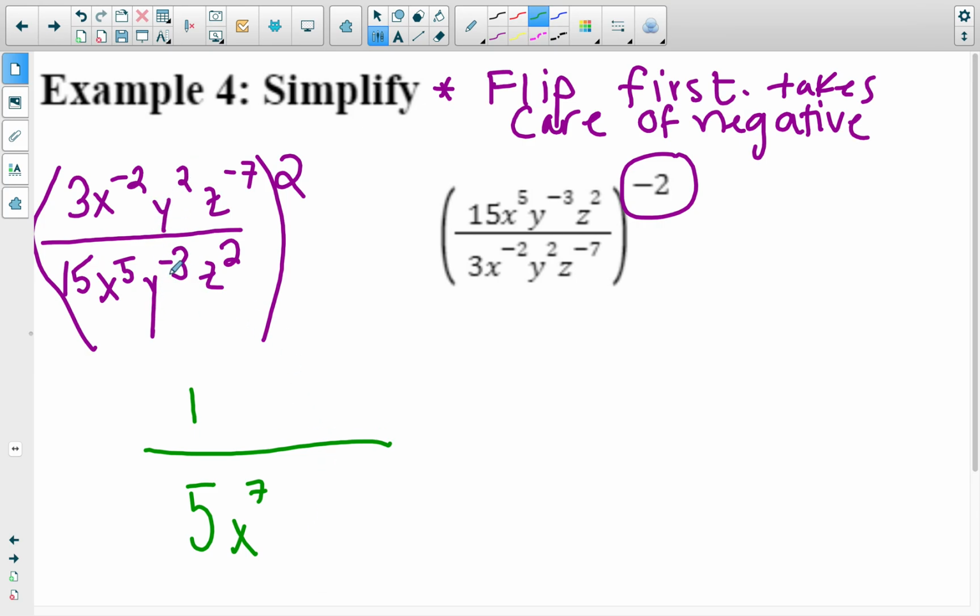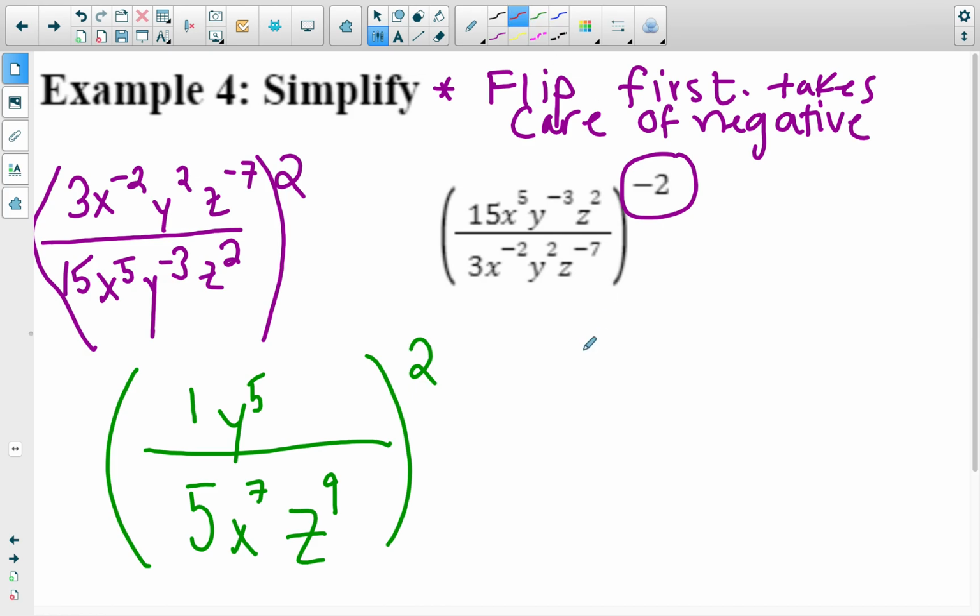Y squared and y to the negative third, it's going to stay on the side with the bigger number, which is 2. Okay, so y squared, so 2 minus negative 3 would give us y to the 5th. And then z to the negative 7th and z squared, this z to the negative 7th is going to move to the opposite side. And when it does, it'll come down here and become z to the 9th. Okay, and remember, we're not quite done yet. This is still all being squared. And so we just got to raise everything to the second power.